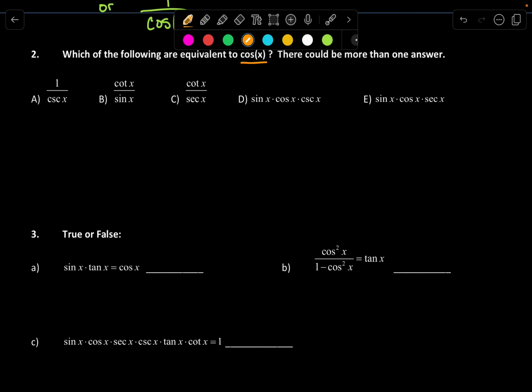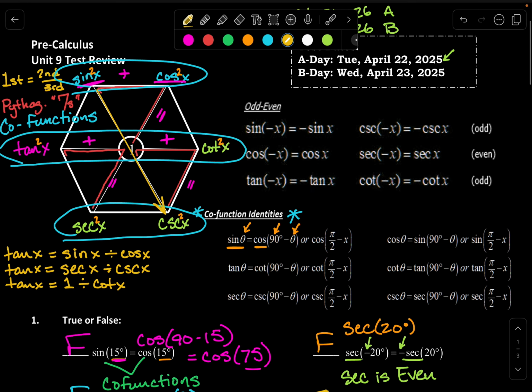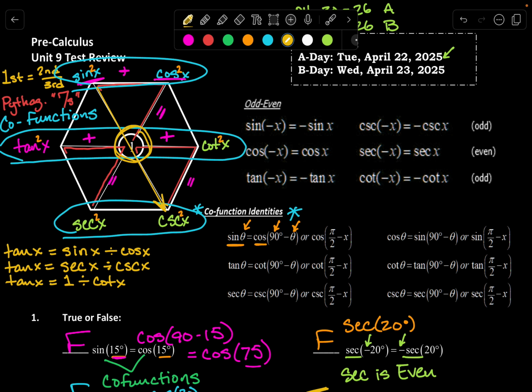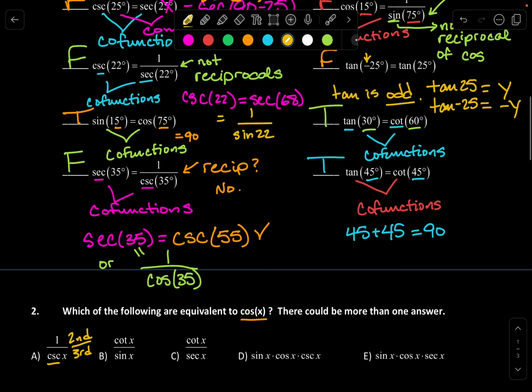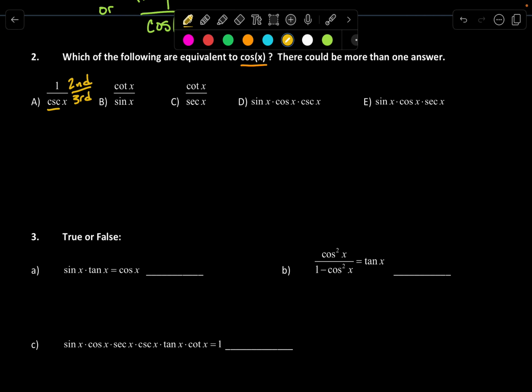So starting with A, I've got 1 over cosecant x. This looks like a reciprocal, and for cosecant, using your hexagon, 1 over cosecant, if 1 is the second thing and cosecant is the third thing, where did I start? I started over here at sine. So cosecant is actually the reciprocal of sine x, and since A is sine x, it is not our correct answer.